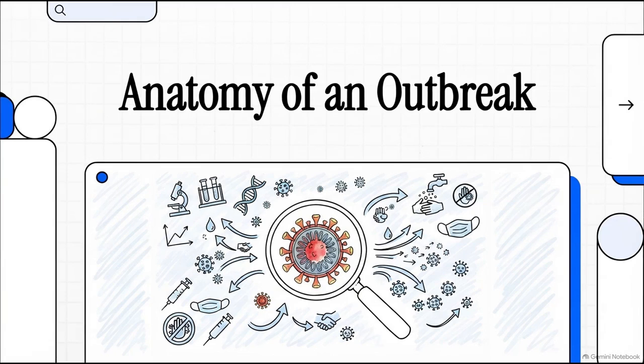Welcome to this explainer on the anatomy of an outbreak. Today, we're taking those standard, dry textbook models of infectious diseases and transforming them into an actual tactical playbook. We're going to decode exactly how microscopic intruders operate and, way more importantly, how we can completely stop them in their tracks. Let's jump right in.